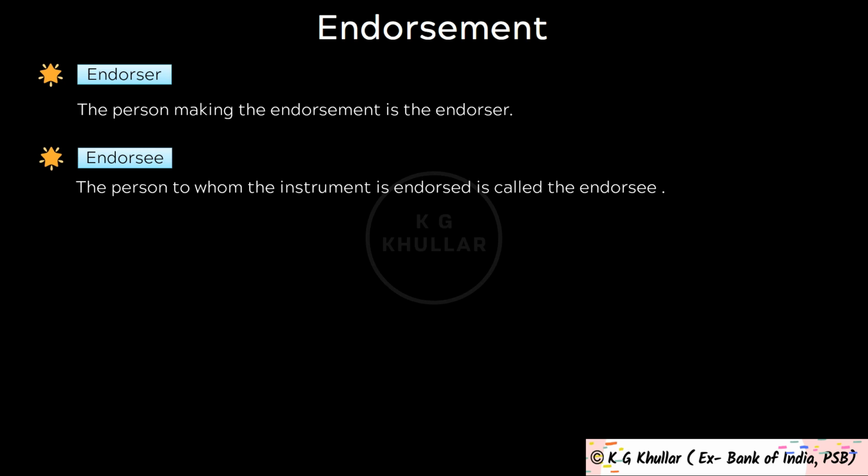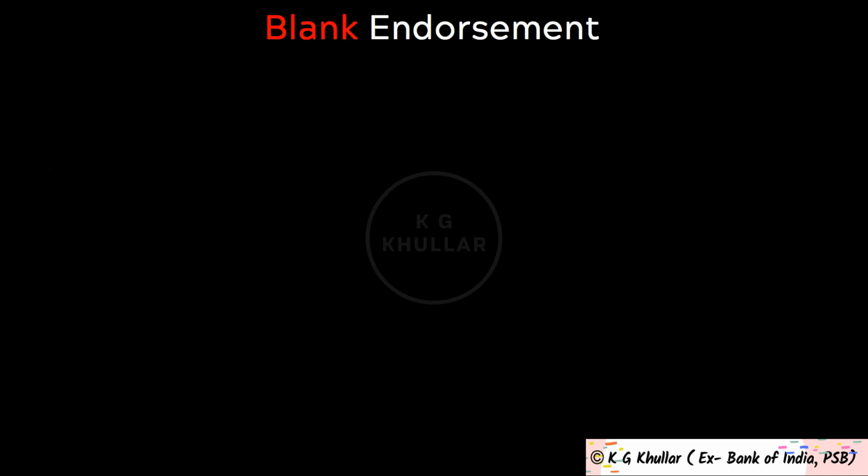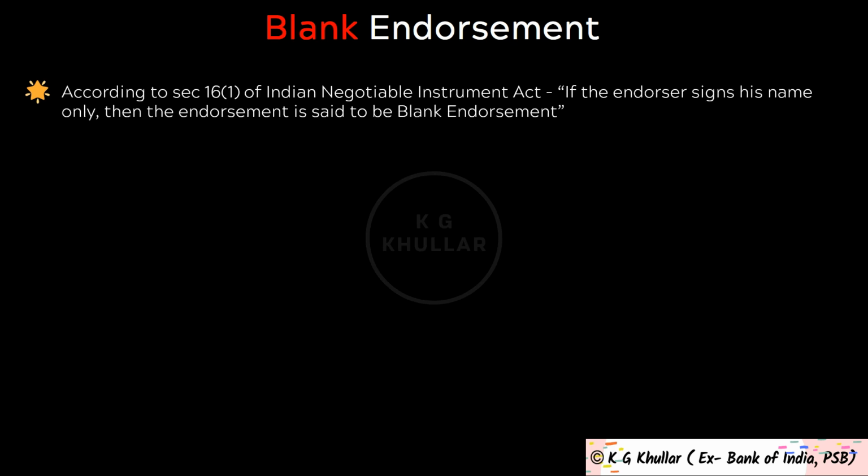Next friends, let's see types of endorsement. Friends, as you will see, there are many types of endorsements, and the first one is blank endorsement. Friends, according to section 16 part 1 of Negotiable Instruments Act, if the endorser signs his or her name only, then the endorsement is said to be blank endorsement.